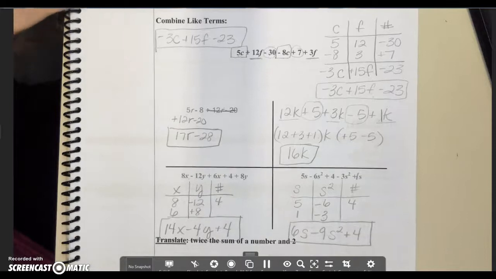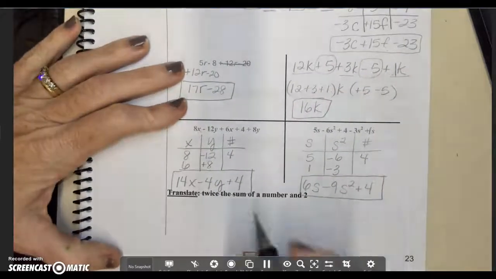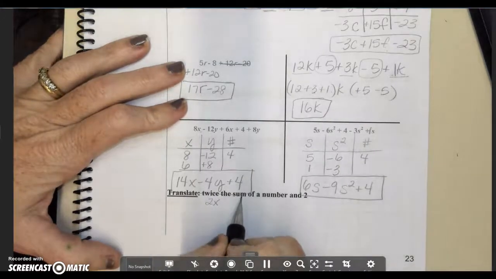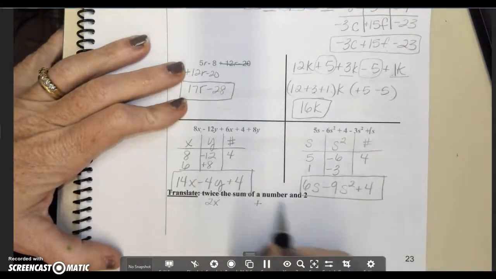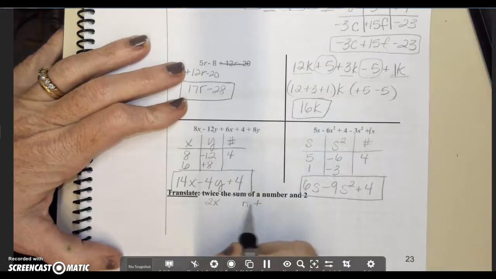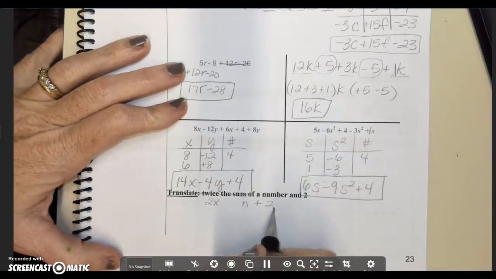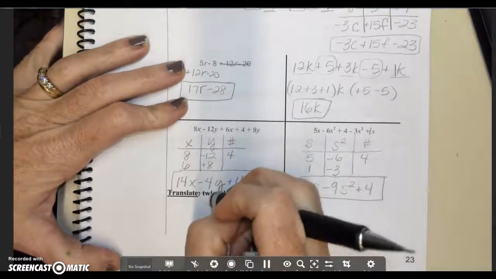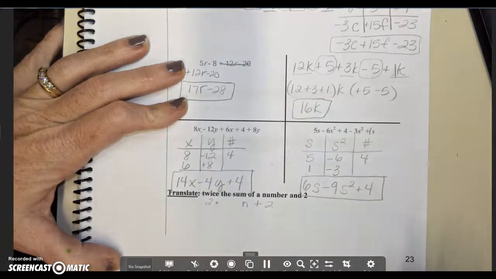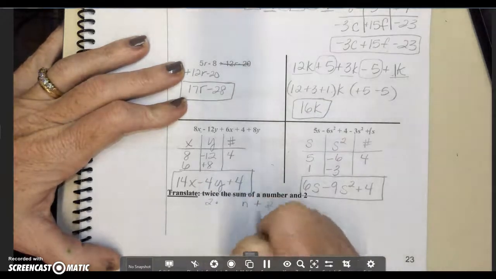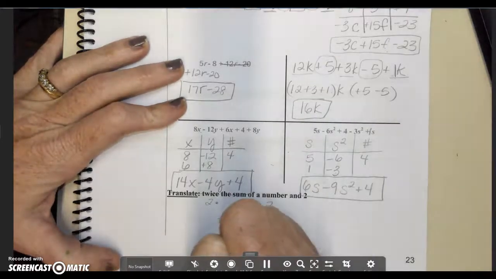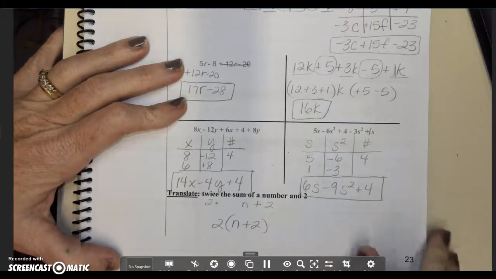Okay, so let's translate. Twice the sum of a number and 2. So this is going to be 2 times something. Sum means we're adding two things together. A number, let's call that n, and 2. Instead of an x, I'm going to make that a little dot for multiplying. So anytime you have the sum of, that's when parentheses are going to come in. There's your sum right there. And then we're multiplying that whole thing by 2. Okay, next page.